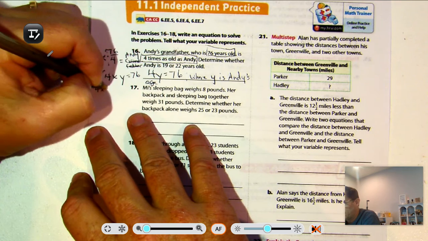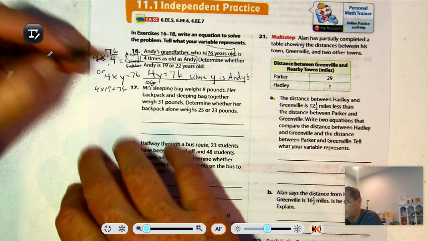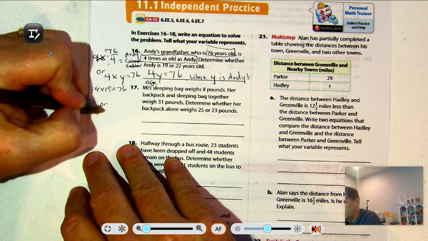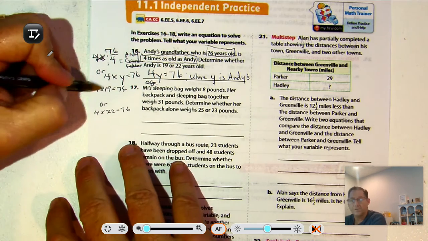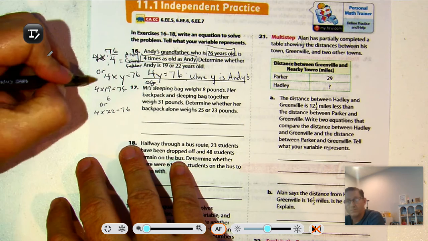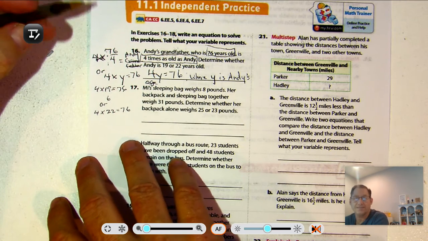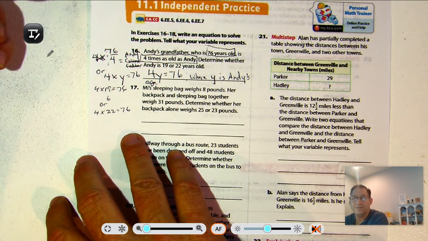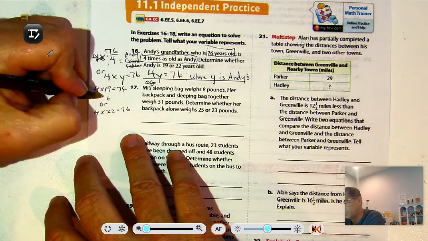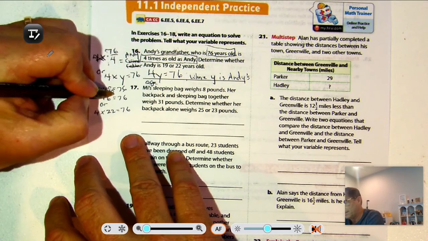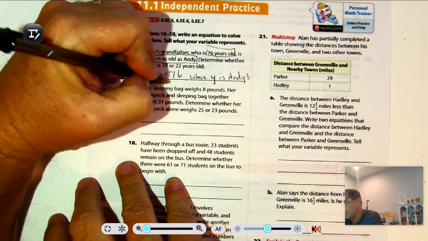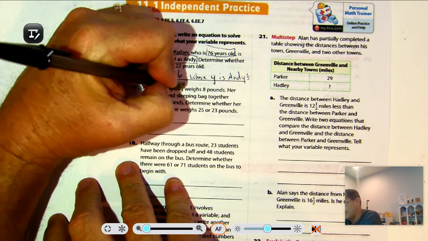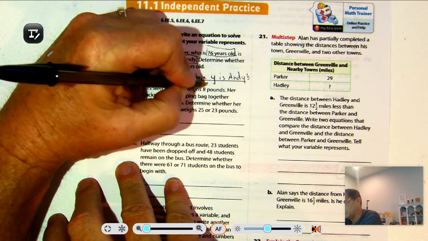Okay, and we need to find out, is Andy 19 or 22? So 4 times 19, does that equal 76? Or does 4 times 22 equal 76? 4 times 9 is 36. We would regroup that as 3 tens and 6 ones. 4 times 1 ten is 4 tens plus the 3 regrouped tens. And 76 does equal 76. So I'm going to say Andy is 19 years old.